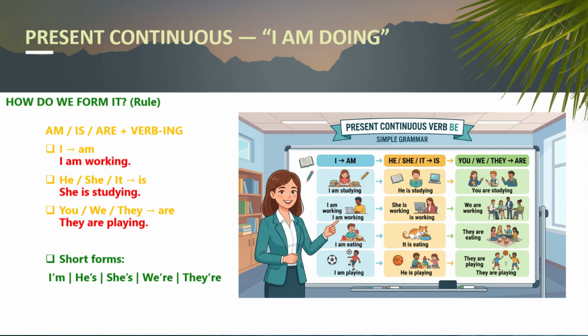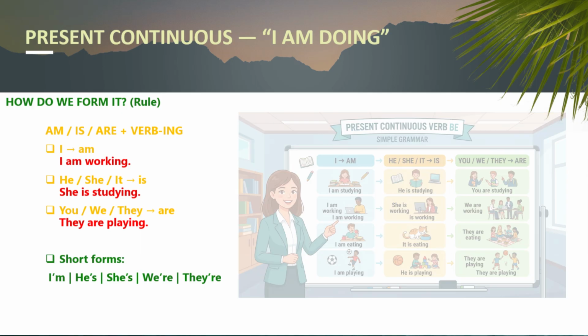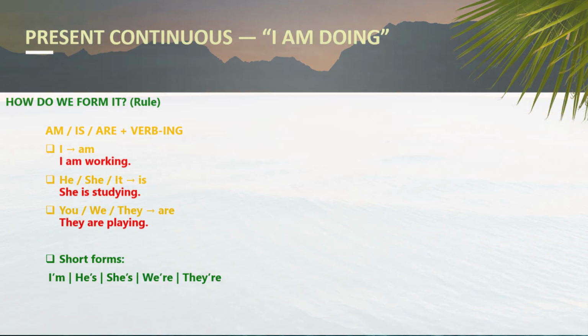So remember this simple pattern. I am, he is, she is, it is, you are, we are, they are. Then add the verb with ing. If you remember this structure, you can make hundreds of sentences.